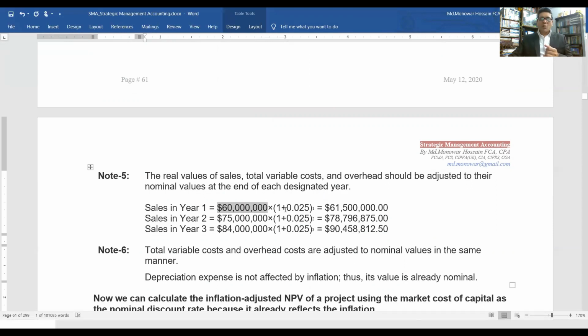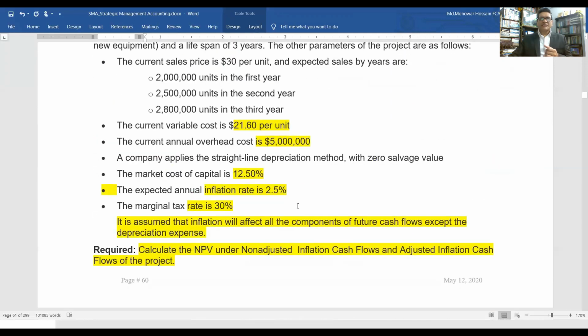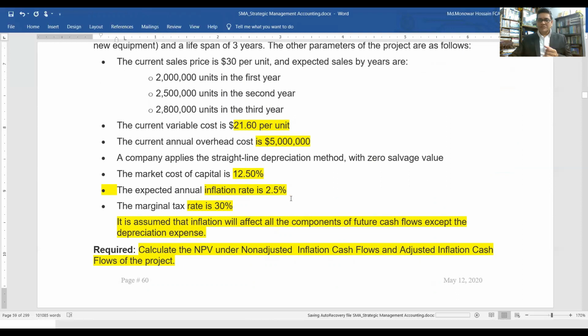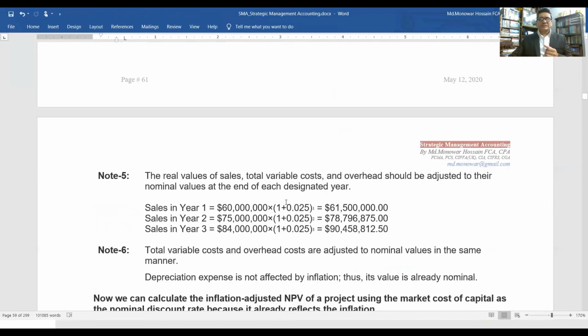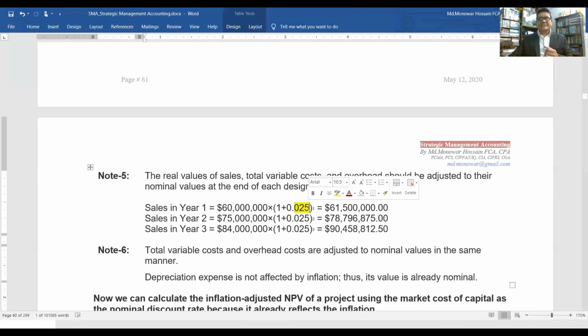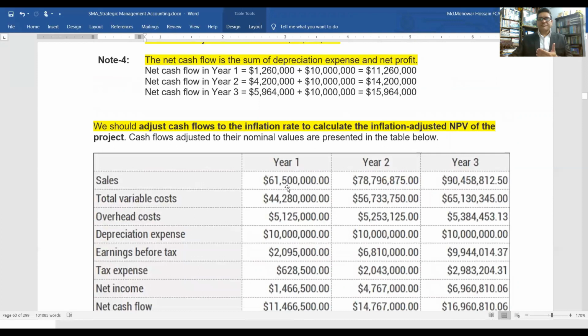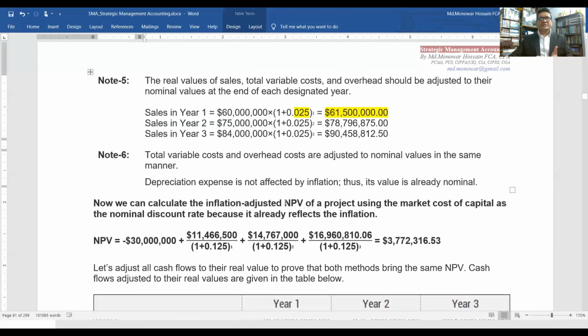That means 1 plus 0.025, because the inflation rate is 2.5%. So 2.5% comes here. And the first year, it comes to 61.5 million. Same way for the second year and third year, the figures are here: 61.5 million, 87.79 billion, 90.45 billion. And total variable cost is adjusted the same way.